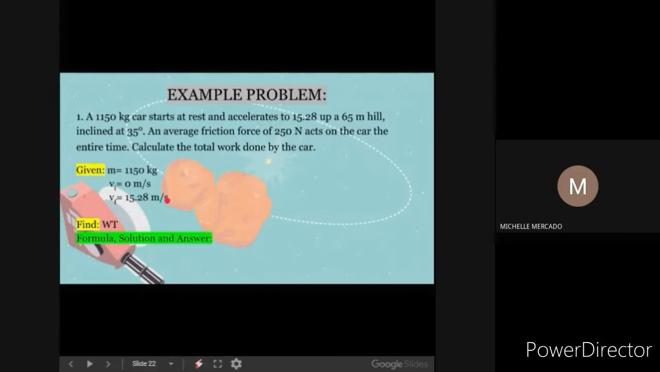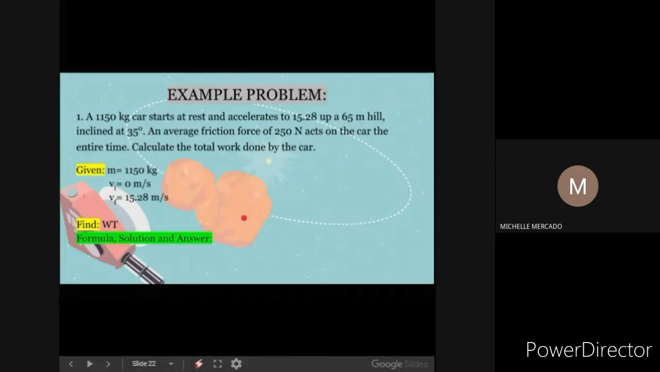So ang given po natin, mass, again, 1,150 kilogram. The given initial velocity is 0 meters per second because the car started at rest and accelerated to 15.28 meters per second, which is the final velocity. Then the given force po natin is 250 Newton. Then the given degree po natin is 35 degrees. Since yung car is nabago yung position niya in an inclined position, we're going to use sine 35 degrees.